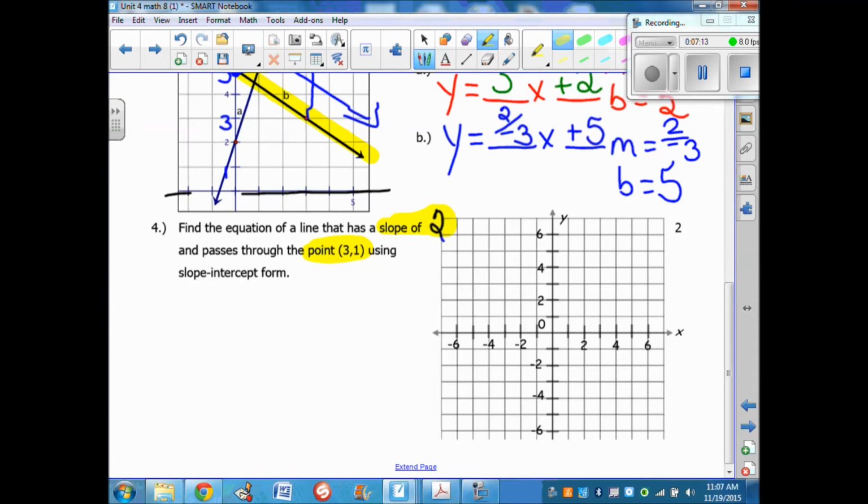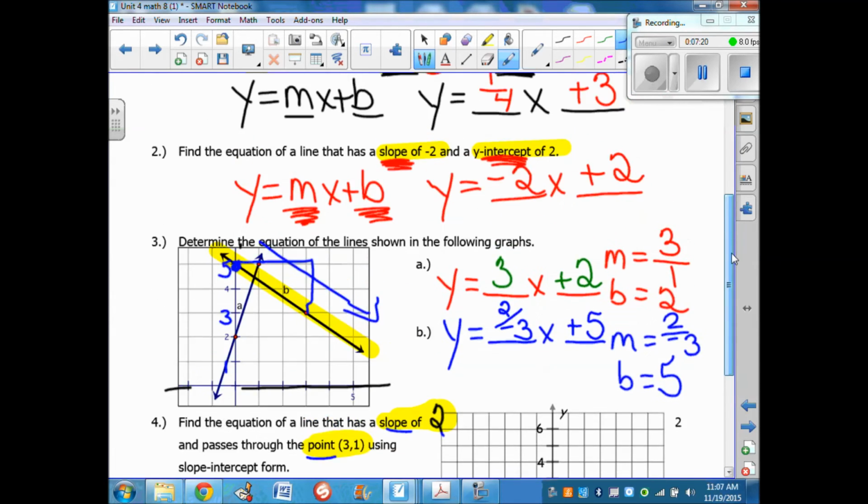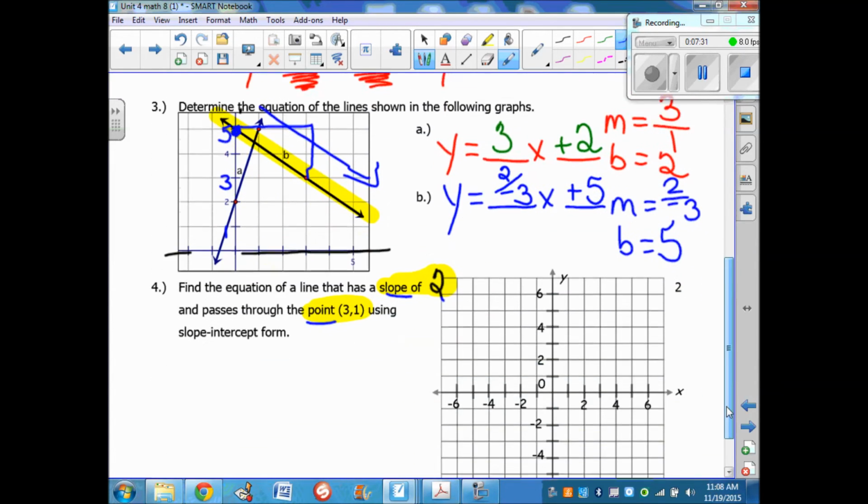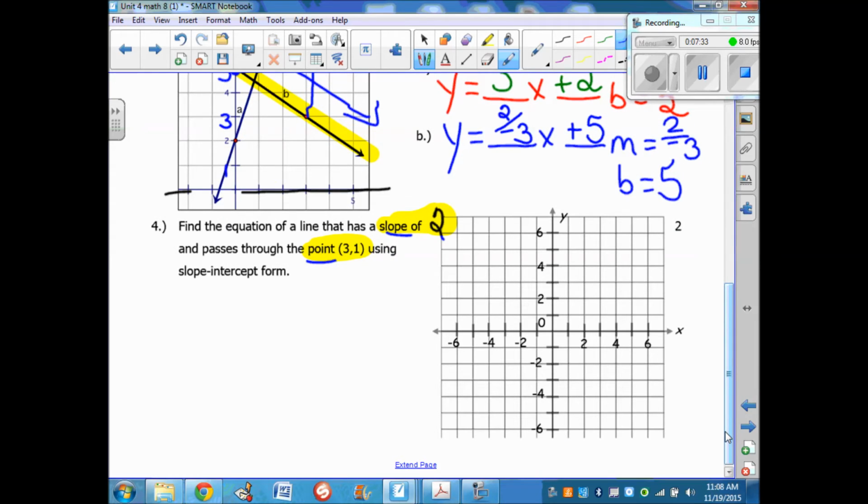So what's our information that we have? We have a slope and a point. Go back up to our two forms here. We have a slope and a point, so we have to use our new form. And let's see, does the question tell us we have to use a new form? Oh, the question says we need to use slope intercept form. So we've got to do what the question says.